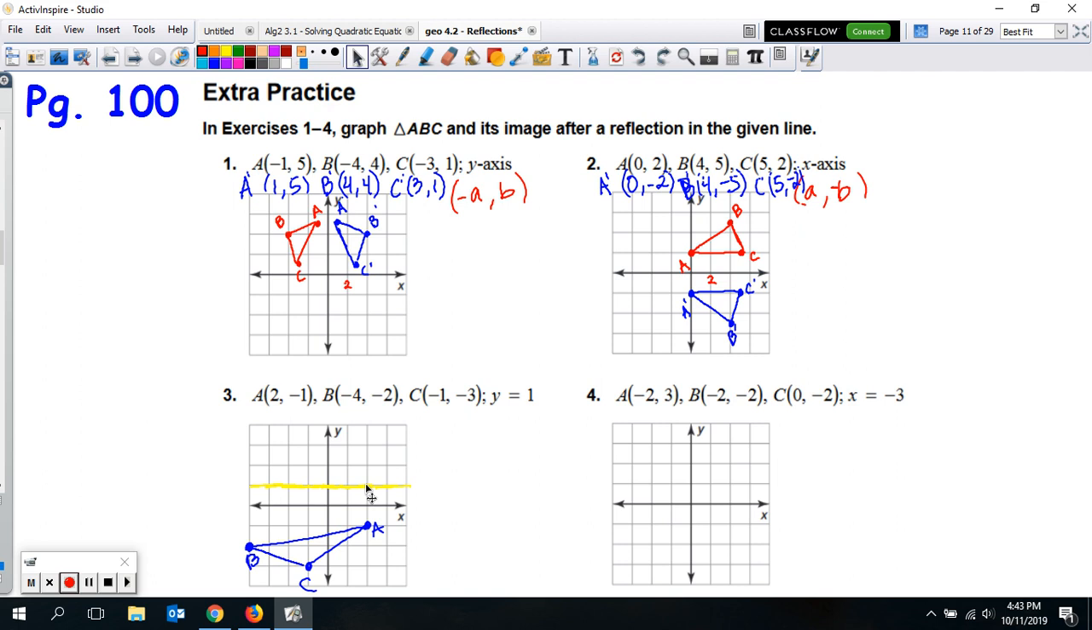And this A is 2 away from the line of reflection, so 2 above the line of reflection is going to be our A prime. Let's go ahead and put that right there at this point. That's going to be the coordinate (2, 3). That's going to be our A prime right there.